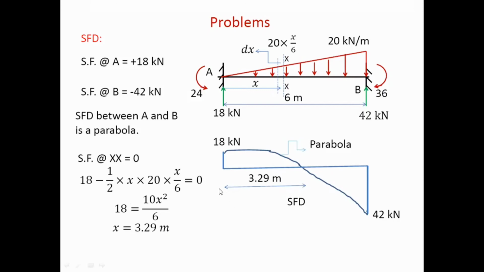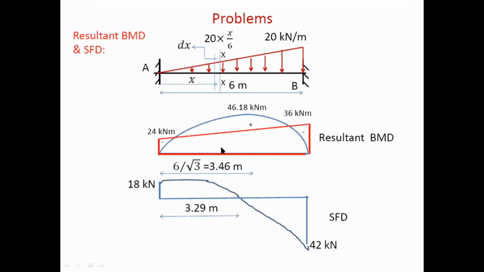Now what will happen at this point? At this point we will get the maximum bending moment. So we have to now find the maximum bending moment, and it is at 6 by root 3, which is already found, and that is 46.18, but it is not the effective moment. So at this section you take the summation of moment on the left hand side, and then you write the equation and find out the maximum moment.